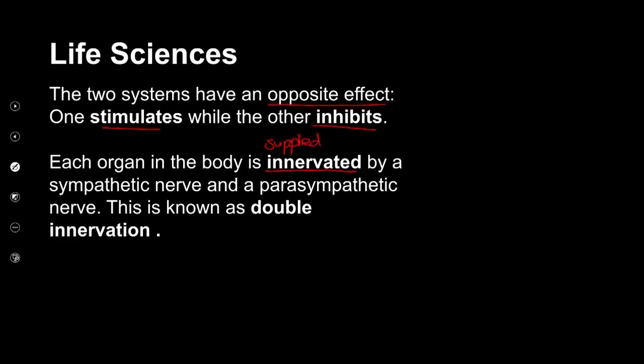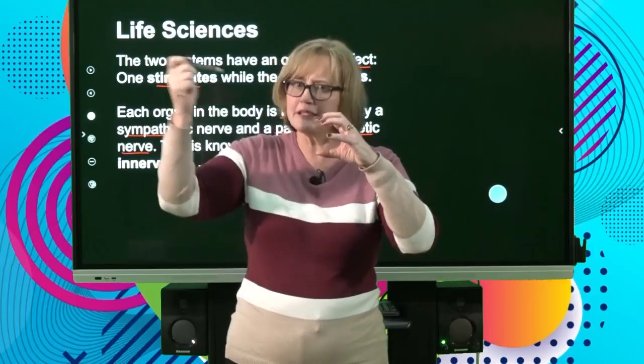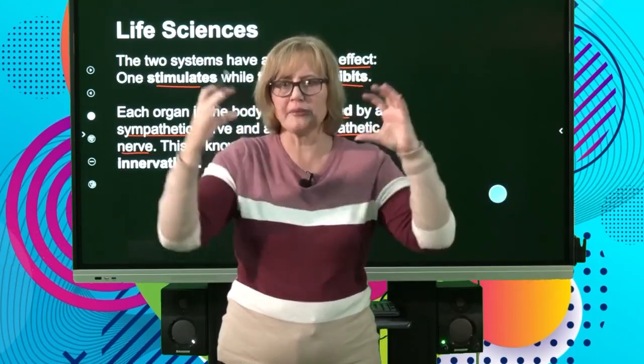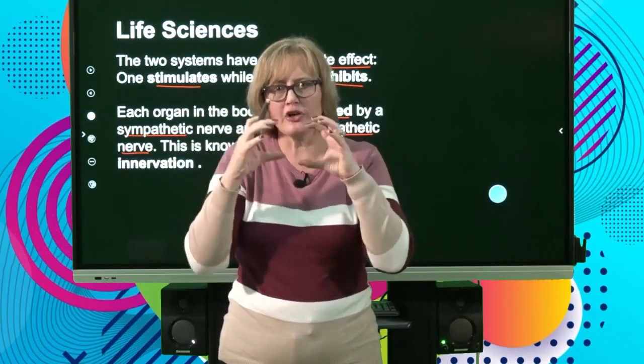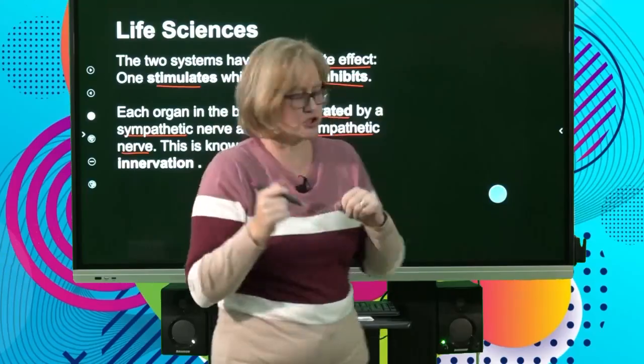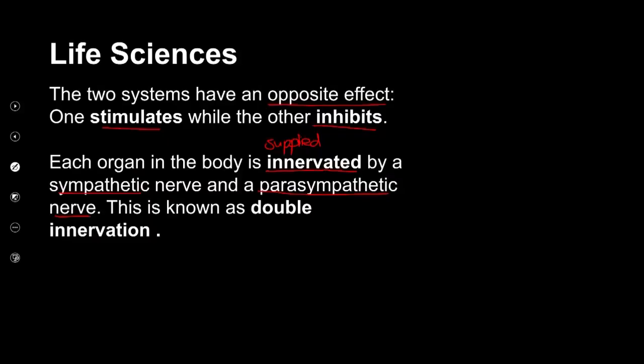Supplied by a sympathetic and a parasympathetic nerve. If you have a stomach, your stomach has a sympathetic nerve branch and a parasympathetic nerve branch coming onto this organ and controlling it. The one will inhibit its function and the other one will stimulate its function. We call this double innervation. This is very important. Double means because there's two. Innervation means supply, so double supply, double innervation.